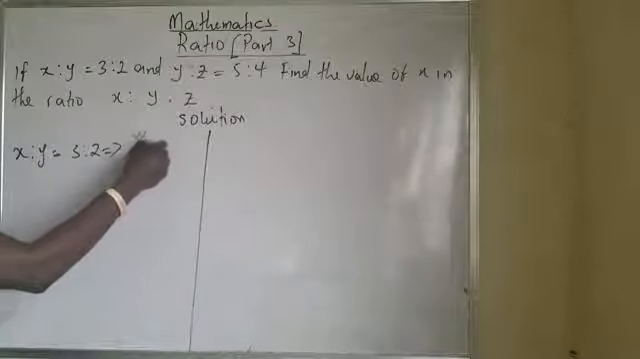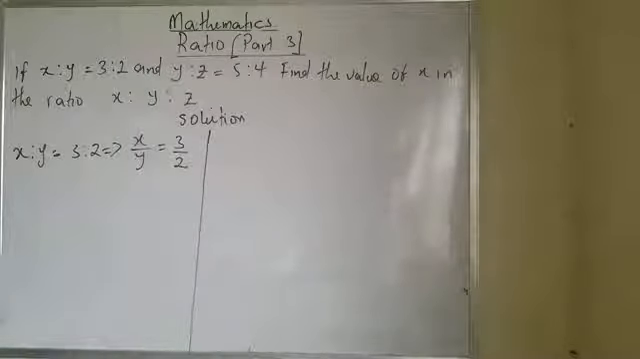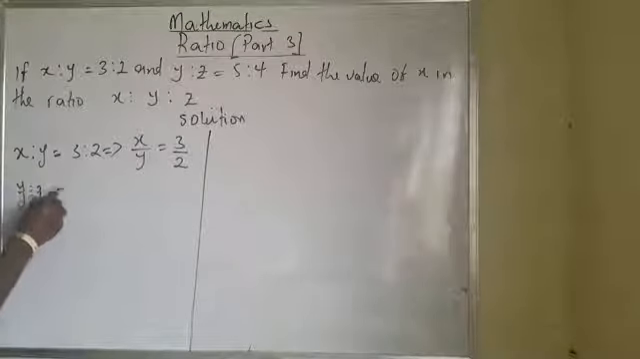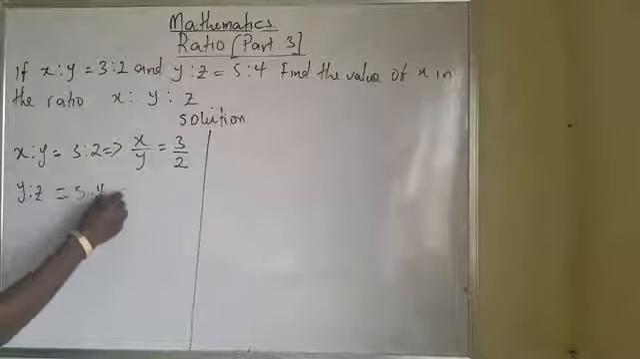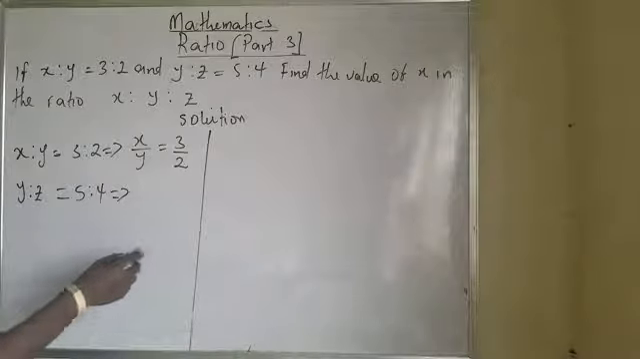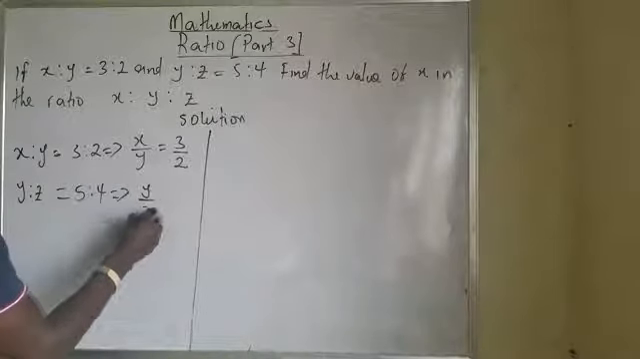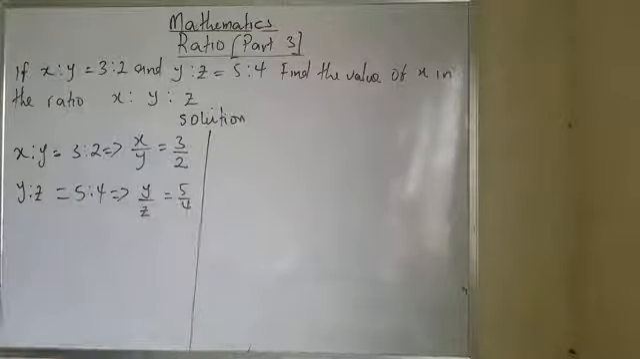Now, it means x ratio y, which from the question is 3 ratio 2, implies x all over y equals 3 all over 2. And also the next one, y ratio z equals 5 ratio 4, which also implies y all over z equals 5 all over 4. Very important. Now, how will I go? What should I do? Take note of this particular question very well.